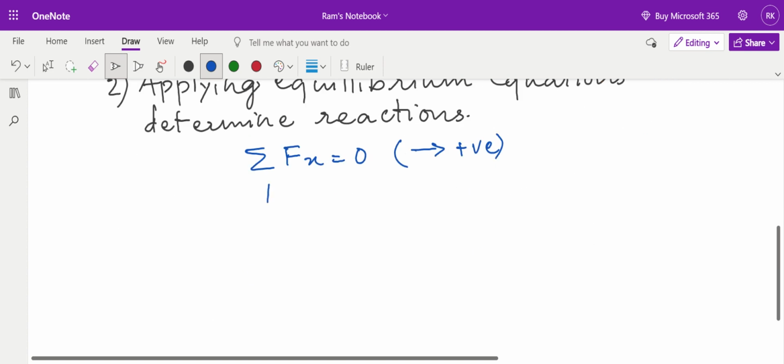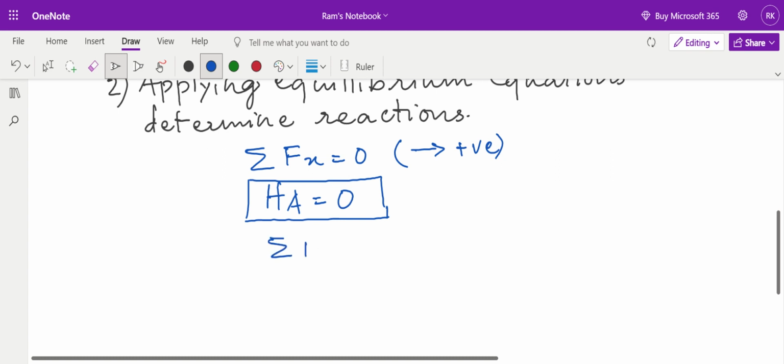So I am writing the equation: HA is the only force acting towards the right, so that is considered positive, and there is no other force acting in x direction. So HA reaction is 0. That is my first equilibrium equation I have applied and got one of the answers.